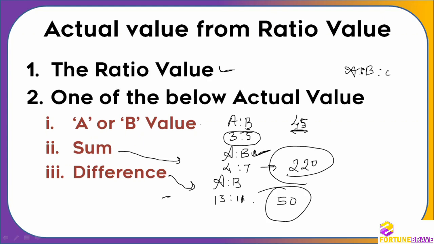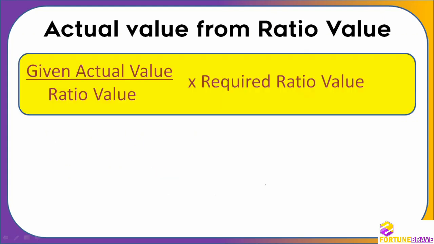Okay, so this is the basics of finding the ratio. So when we get this one, we should be able to find the actual value from ratio value with this simple concept. It's not a formula, it's the concept. See, there are two parts in it. There is this first part, given actual value by ratio value. So we'll go and do this one.